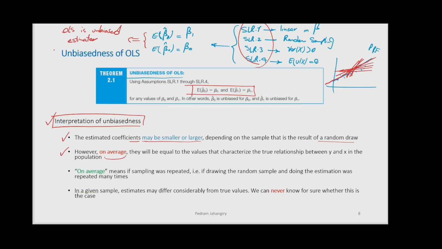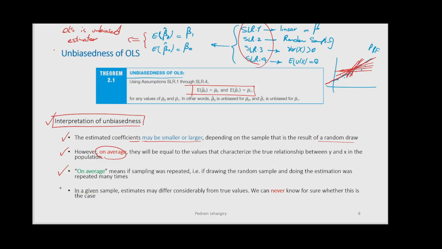However, on average, they will be equal to that value which is unobservable. So on average, they're hitting right at a target. On average means if sampling was repeated, i.e., if drawing the random samples and doing the estimations was repeated many, many, many times.